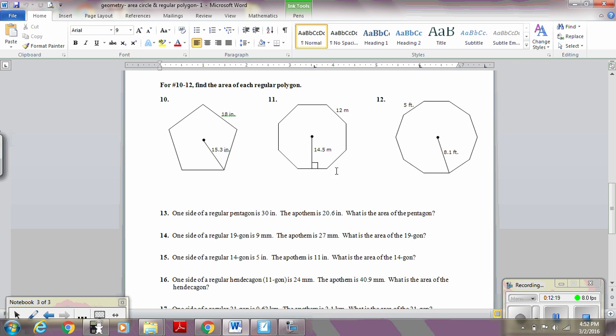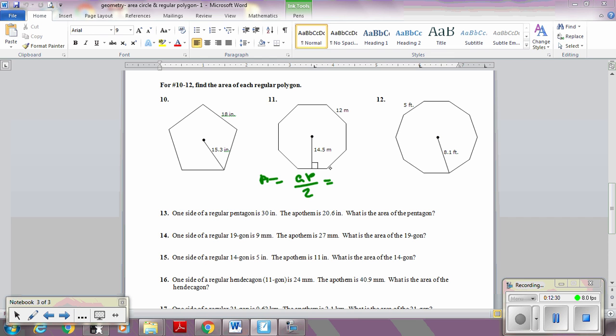For number 11, we're finding the area. Again, it's going to be apothem times perimeter divided by 2. So the apothem is 14.5. The perimeter is going to be 12 times, what is this? 1, 2, 3, 4, 5, 6, 7, 8. It's an 8-sided figure. And that is divided by 2.